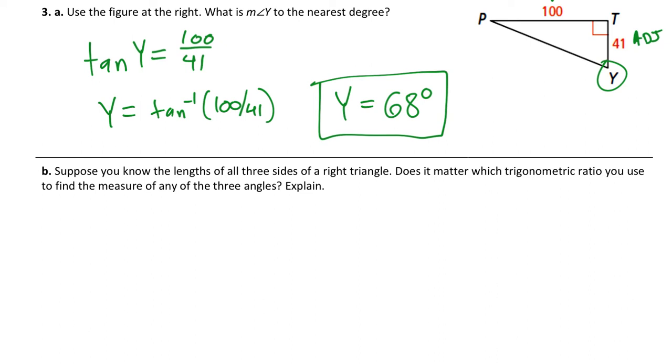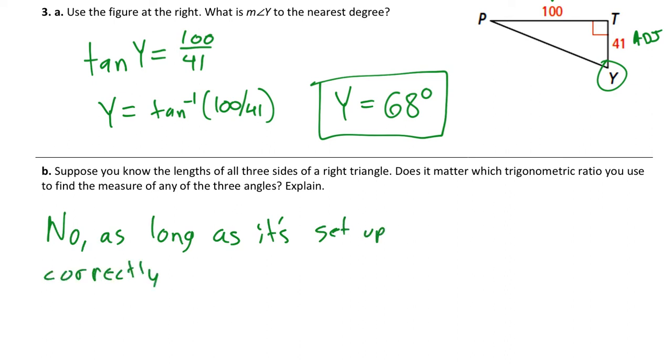Just to explain part B, it says, suppose you know the lengths of all three sides of a right triangle. Does it matter which ratio you use to find the measure of any of the three angles? My answer to that is really no, as long as it's set up correctly. I'll give you an example. I'm just going to draw a right triangle, and I'm going to label it A, B, C. I'm going to use simple numbers, 3, 4, and 5.